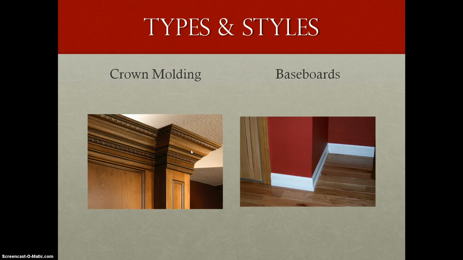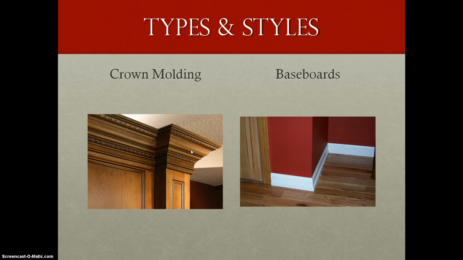There are many different types and styles of moldings and trims. The reason for that is the function that it needs to perform and also the aesthetic purposes of a space. Some of the most common ones are baseboards, crown molding, casings, chair rail, picture rail, and wainscoting. There are many more types, but those are the main ones that we're going to go over today.